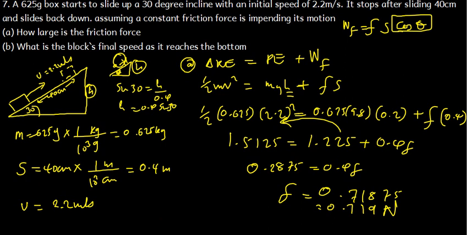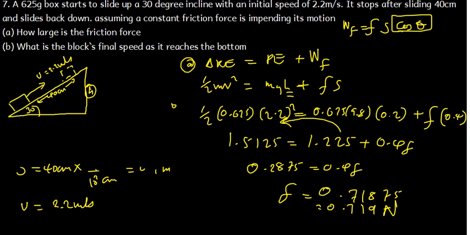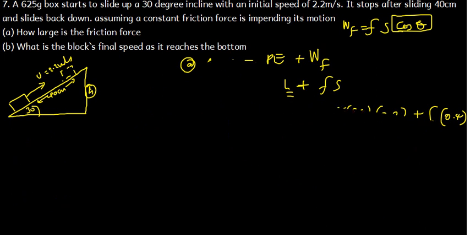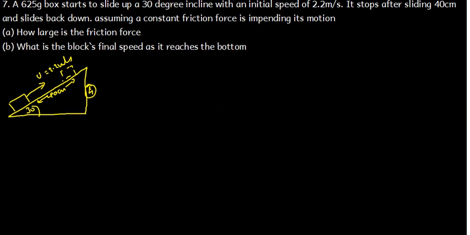Alright. Now the second question we've been asked: what is the block's final speed as it reaches the bottom? Remember, it has reached the top, and then at the top it starts sliding again, going down. Now what will be the final speed when it reaches the bottom? For the second one, notice that it is on top. On the top, what it has is potential energy. When it starts sliding down, the potential energy will now start to be converted into kinetic energy, and also the friction is going to be doing some work.